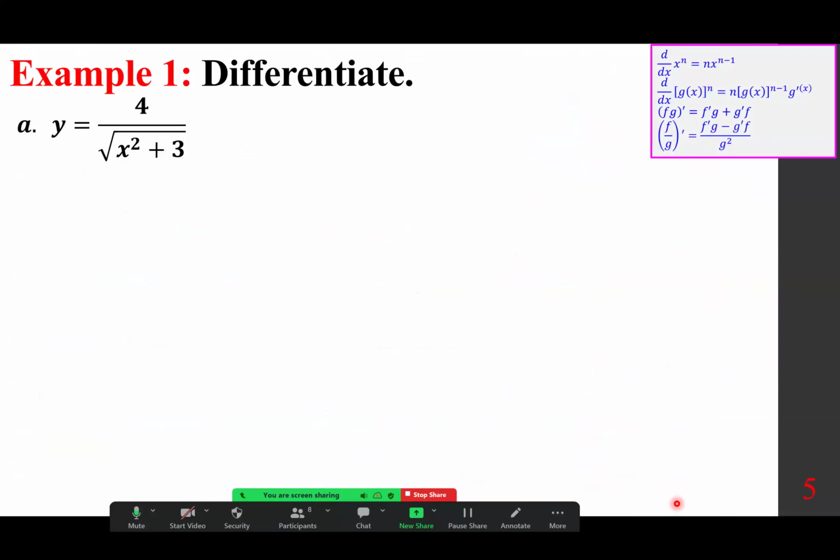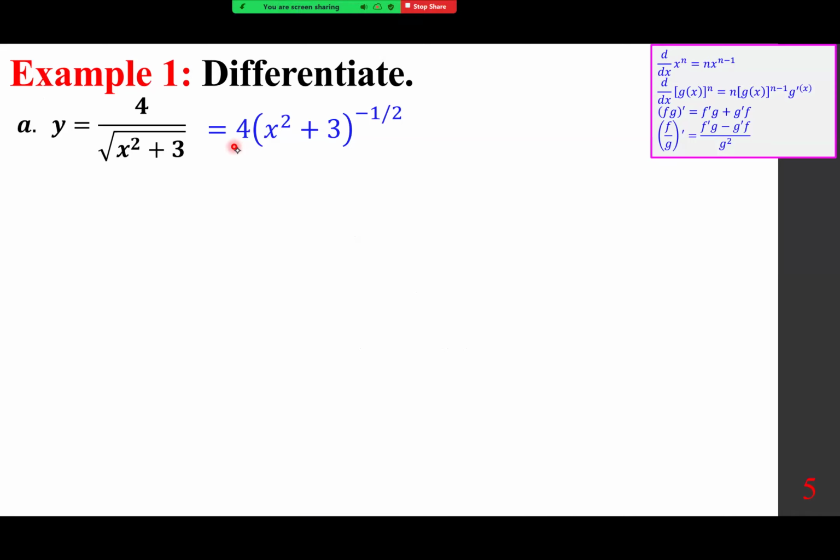We want to differentiate this, so we are going to rewrite this by bringing this to the power of 1/2, bringing it up and making a negative exponent. Now the answer is 4 times negative 1/2 times the same expression to the power of negative 1/2 minus 1. We are looking at the extended power rule.